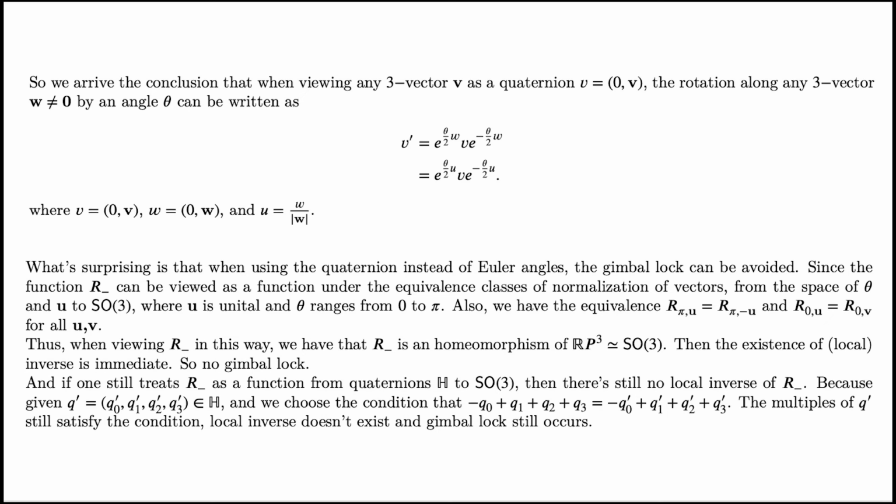But why is this important? Recall the phenomenon of Gimbal lock when using Euler angles. Implicit functions without local inverse exist. Now, when we view R as a function from theta and 3-dimensional unit vectors to SO3, this time it is exactly a homeomorphism, so local inverse or inverse exists. There's no occurrence of Gimbal lock.